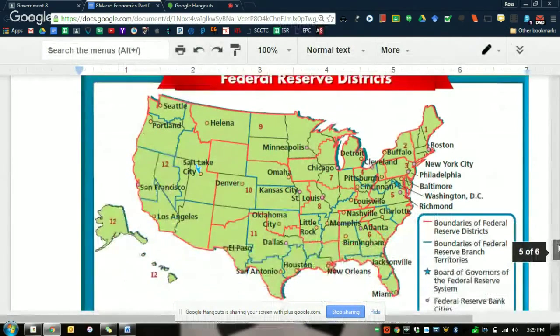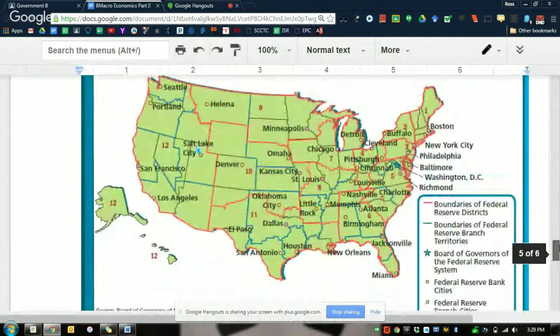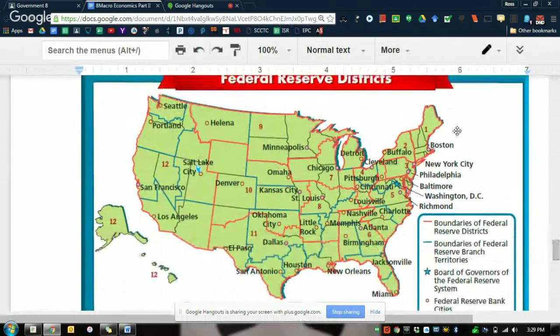All right, so as you see here, 12 total districts. 1, 2, 3, 4, 5, 6, 7, 8, 9, 10, 11, and 12. They do increase in size starting in the east and moving to the west. And as you can see, these red lines are the boundaries of the federal districts. These blue lines inside of the districts separate them into territories.